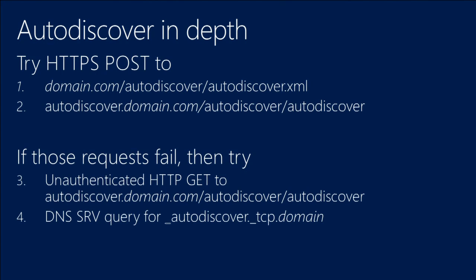Finally, if you really have to, you can query DNS. You can query DNS for SRV records that point to autodiscover. This is the least favored approach, and I don't think I've ever seen a client actually implement it since probably 2007 or 2008.